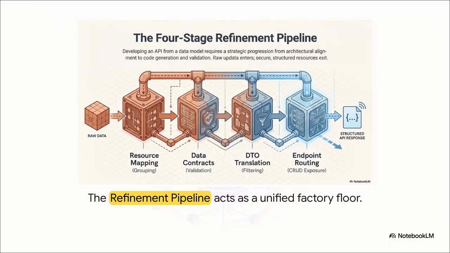When we zoom out, we can see how these 4 stages act together as a unified factory floor. Raw, unformatted data blocks enter on one side. They're grouped in resource mapping, validated by data contracts, scrubbed of sensitive fields by DTO translation, and finally packaged and shipped via endpoint routing. The result exiting the pipeline is a perfectly structured, secure API response. Our crude oil has officially been refined.